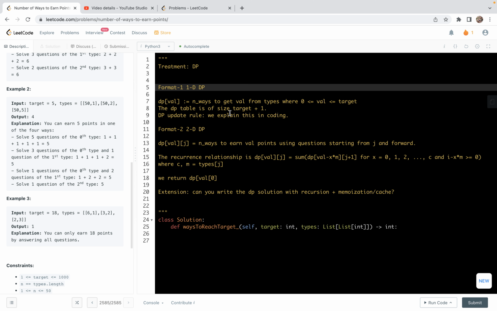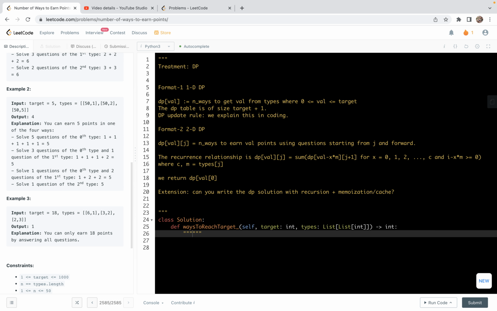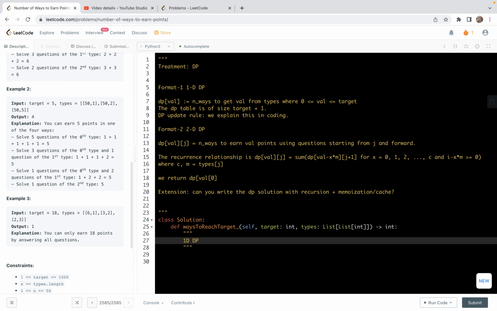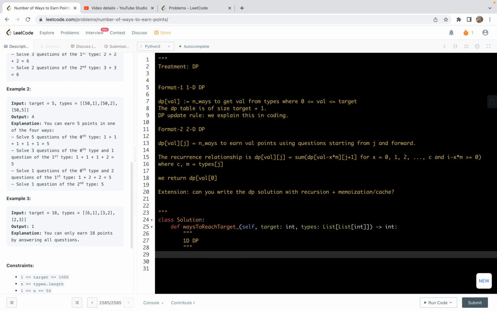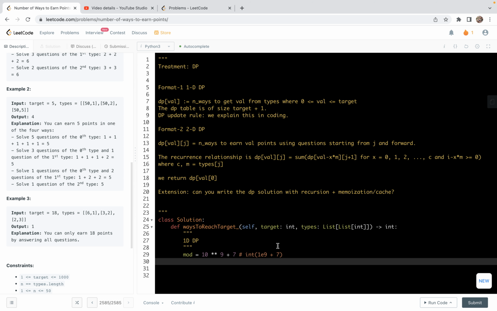For the first treatment, I'm going to use a 1D dynamic programming. Here I'm going to interpret the generic element dp[value] as follows. This represents the number of ways to get value points from all the types in the list. Here value is between 0 and target. In other words, the dp table is of length target plus 1. If we use this interpretation, the dp update rule is very verbose. So let's explain in the coding.